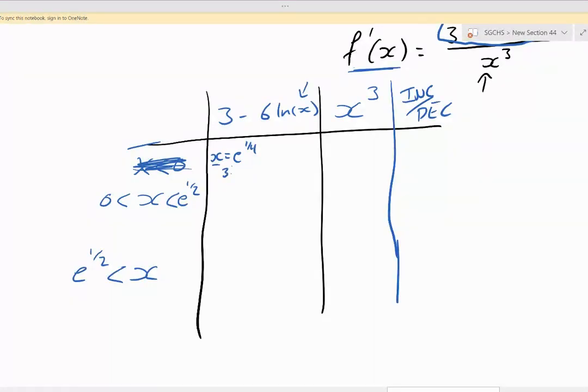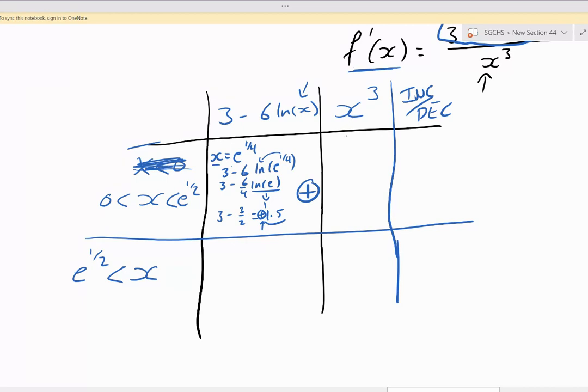So let's plug that in, 3 minus 6 ln e to the 1 over 4. Now I can easily take this out and it becomes 3 minus 6 over 4 ln e. And remember, ln e equals 1. So this is 1, and that will become 3 minus 3 over 2. And that will give me positive 1.5. So it doesn't really matter what the number is, it matters about the fact that it's positive. So that means this is a positive interval here. Any number greater than 0 in x cubed will be positive, so that means we have an increasing interval.